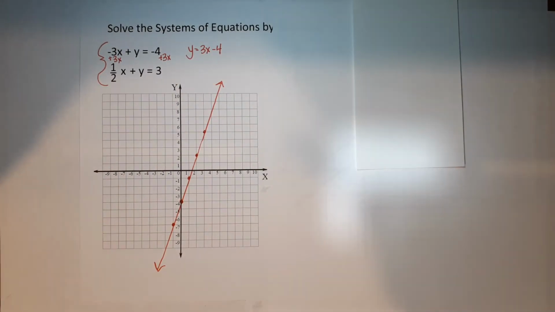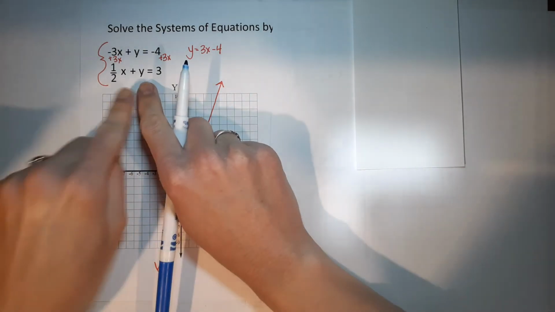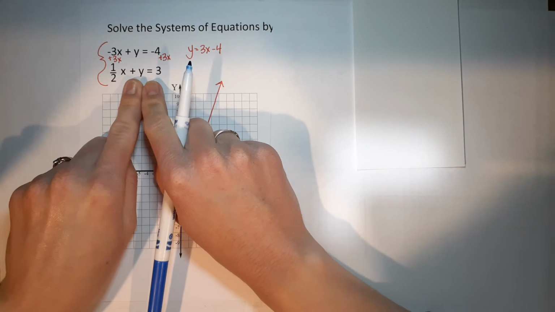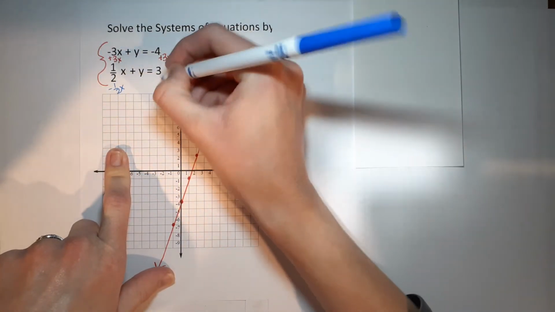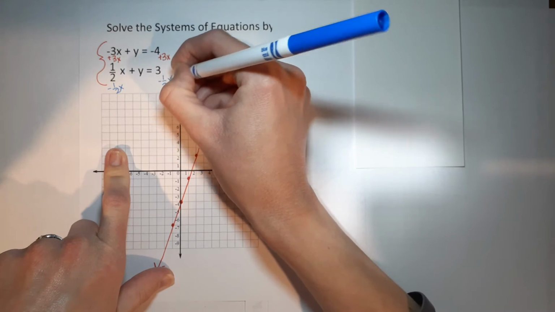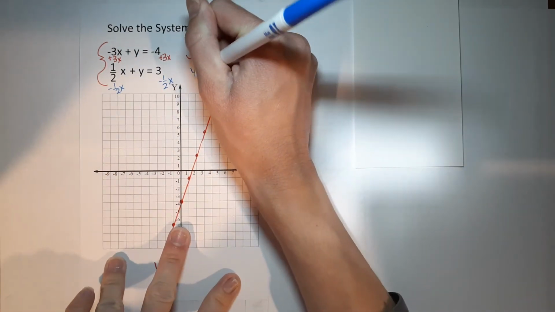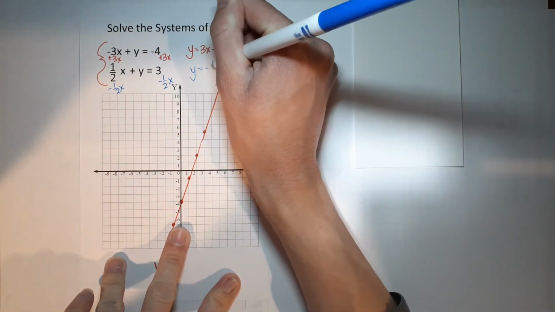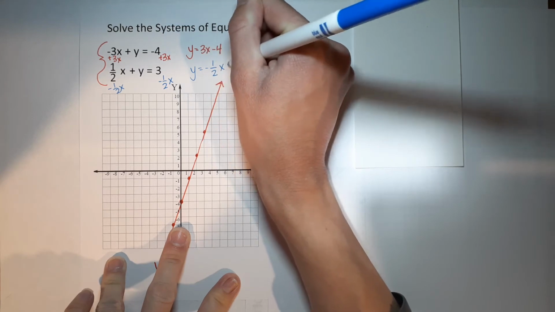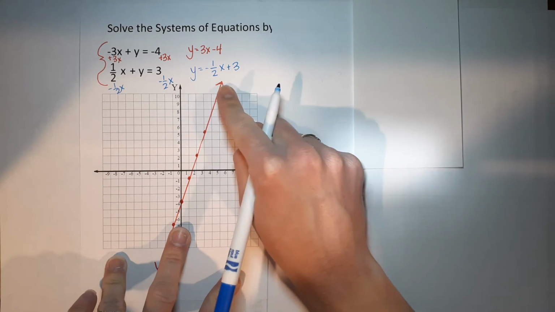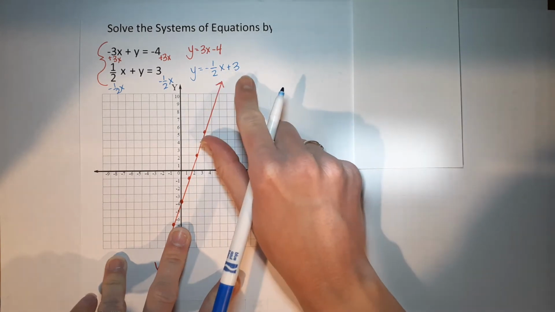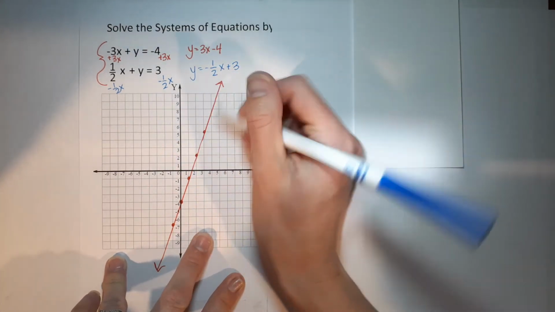Now let's do the other one, okay? I'm going to do a different color. Again, we need to get this so it's friendly to graph, so I need y alone. So I'm going to subtract 1/2 x from both sides. So I end up with y equals negative 1/2 x plus 3. Now we're in slope-intercept form. So this is my slope. This is my y-intercept. All right, so my y-intercept is 3.